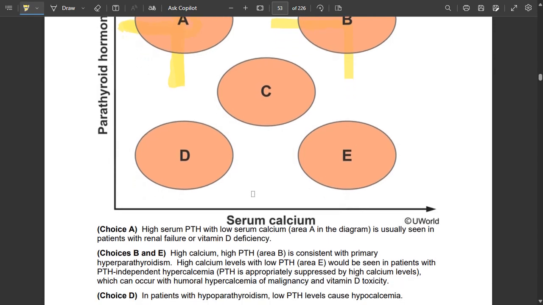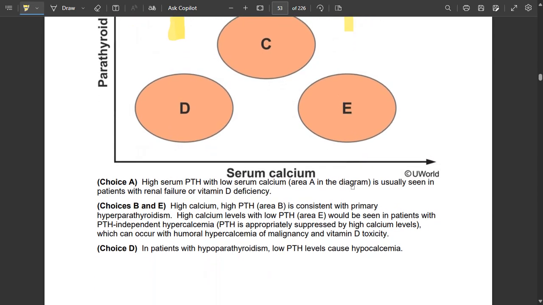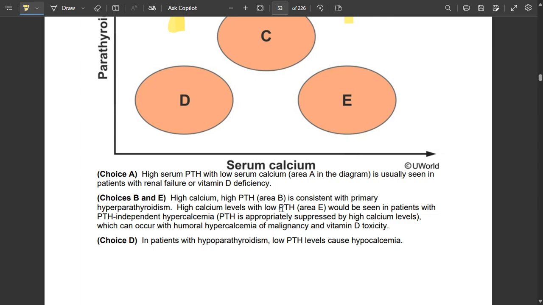Now high calcium levels with low PTH. Calcium is high but PTH is low. This will be seen in patients with PTH-independent hypercalcemia. PTH is appropriately suppressed by high calcium levels. So hypercalcemia is present, but it is not PTH dependent. PTH-independent hypercalcemia leads to low PTH but high calcium levels.